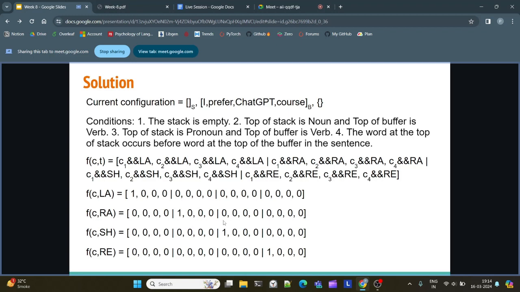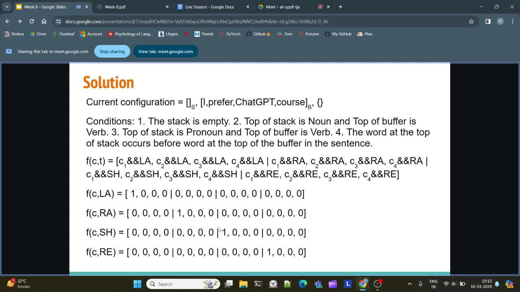Again, just to reiterate, the next set of 8 zeros: the first four correspond to shift and the next four correspond to reduce, but we're handling right arc in this case, so those would be 0. Similarly, if you go over to shift and reduce, we'll see the same values emerging.